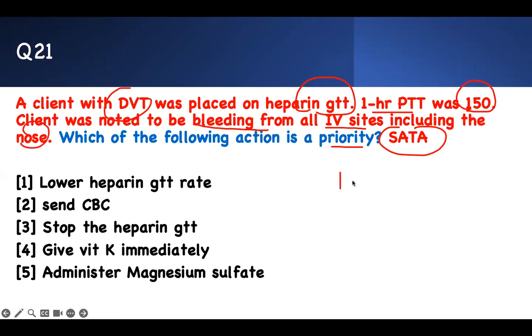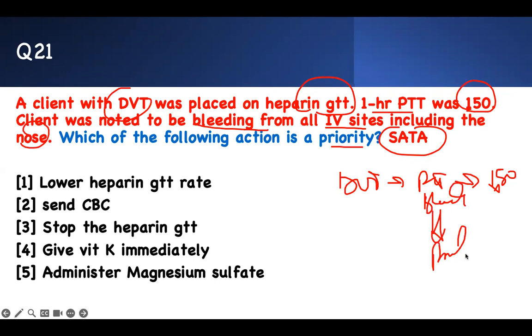Think about it. That's DVT. I'm on heparin. My PTT is 150. It's double, almost triple what I needed. You're going to bleed. I'm bleeding. What will you do? Priority. That's why I rewrote the question. DVT, PTT too high. What am I going to do? Select or apply. You're going to lower the drip and keep it going.